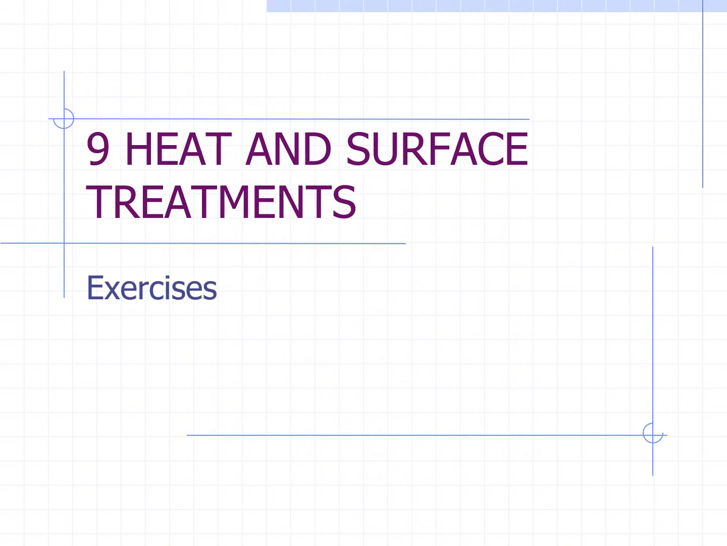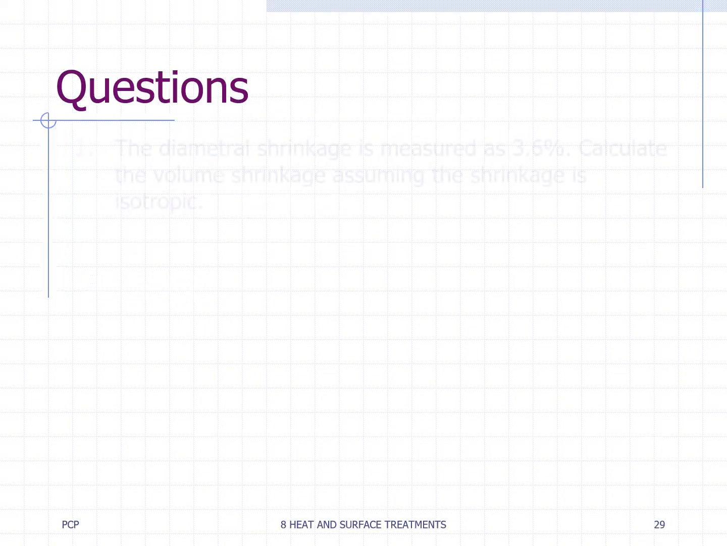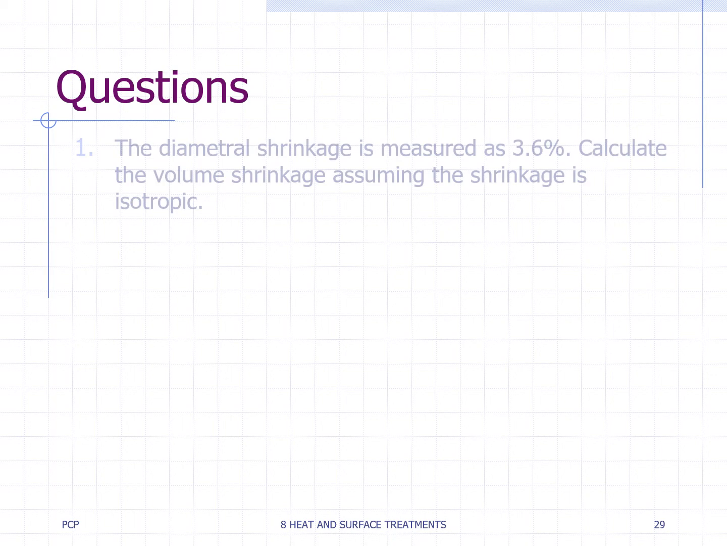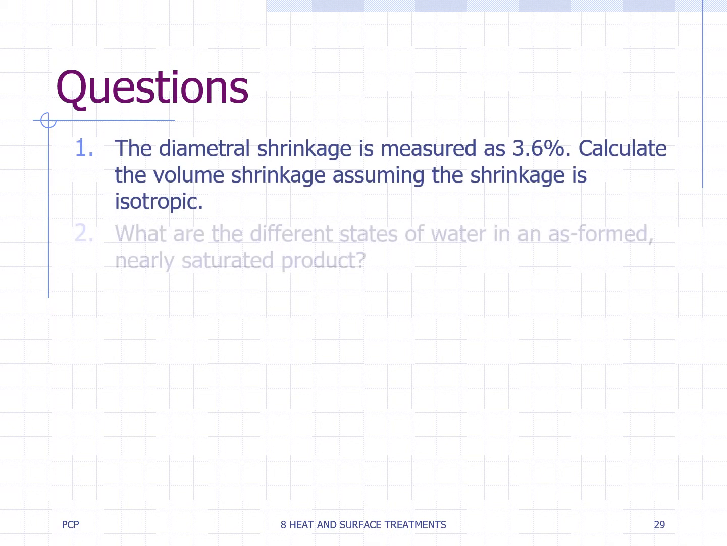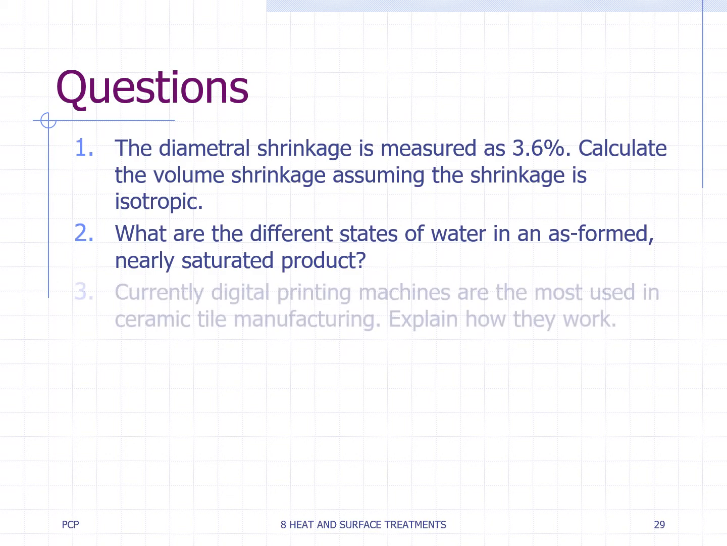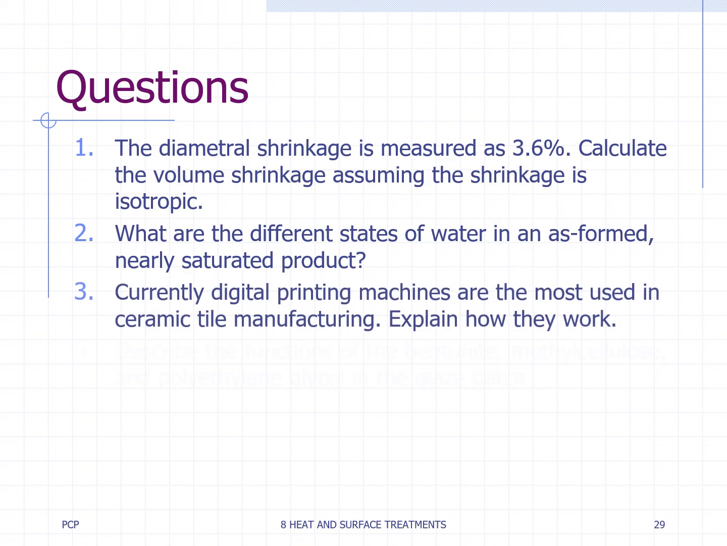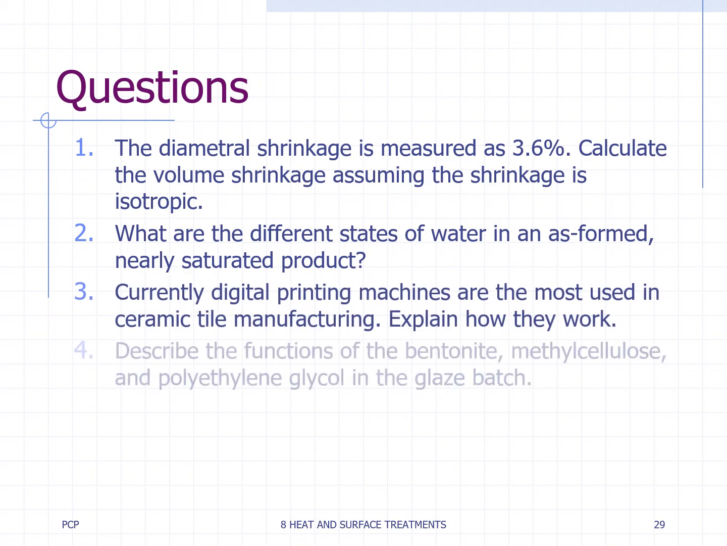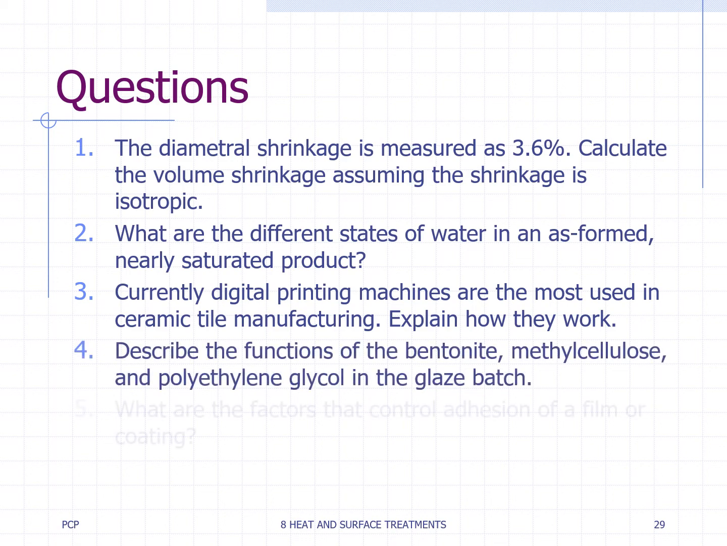Finally, some exercises. Questions. The diametral shrinkage is measured as 3.6%. Calculate the volume shrinkage, assuming the shrinkage is isotropic. What are the different states of water in a shaped, nearly saturated product? Currently, digital printing machines are the most used in ceramic tile manufacturing. Explain how they work. Describe the functions of the bentonite, methylcellulose, and polyethylene glycol in the glaze batch.